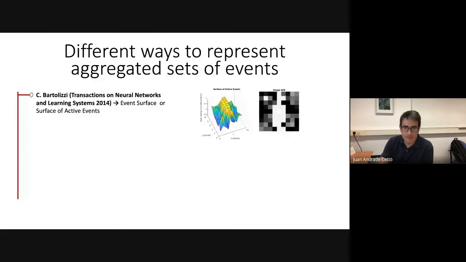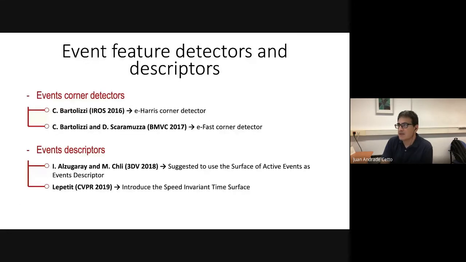So that's the most popular one that is being used. Here you have comparisons of different types of representations for event aggregation, but as I said, the surface of active events is the most popular. Then there are some descriptors that have been described in the literature, and these descriptors are basically trying to mimic what is done in computer vision, trying to extrapolate this into the event cameras. So there are event corner detectors or even event descriptors.